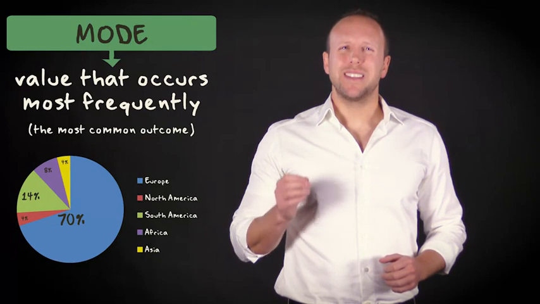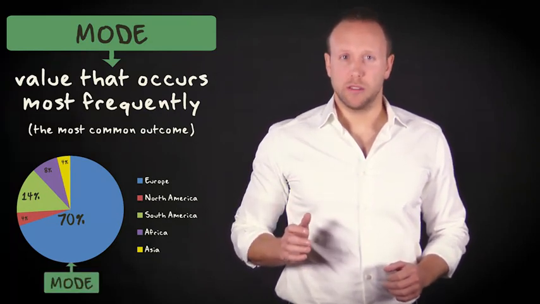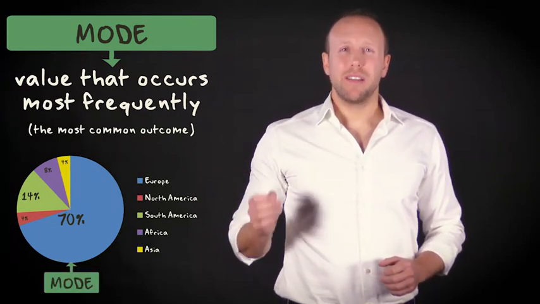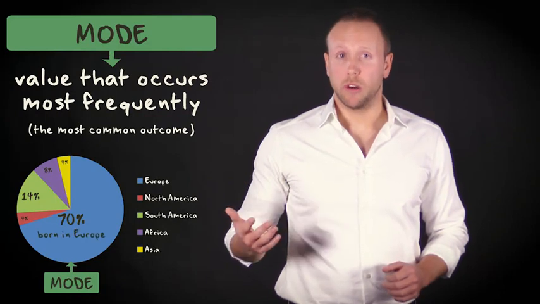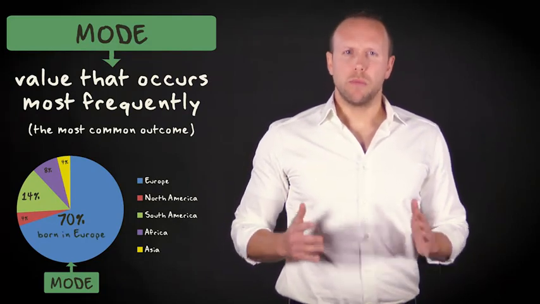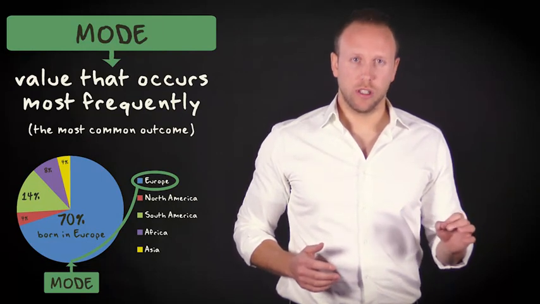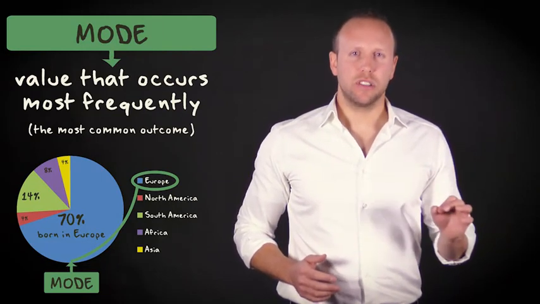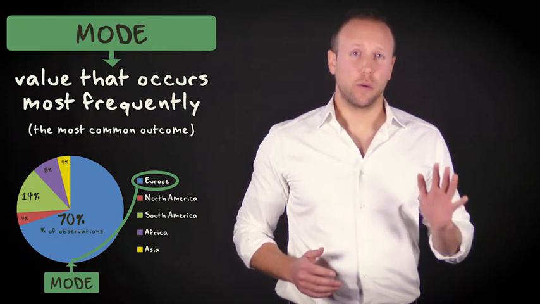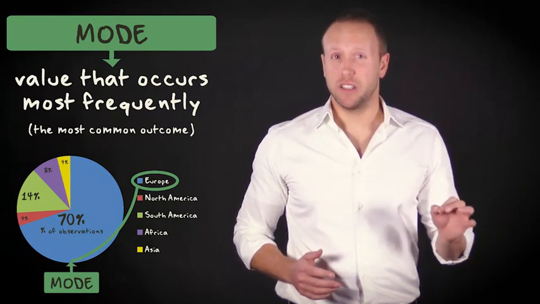The pie chart makes immediately clear what the mode is. It is Europe. 70% of the players was born in Europe. Note that the mode here is Europe, which is the name of the category that occurs most often. The mode is not 70%. That's just the percentage of observations that fall in that specific category.